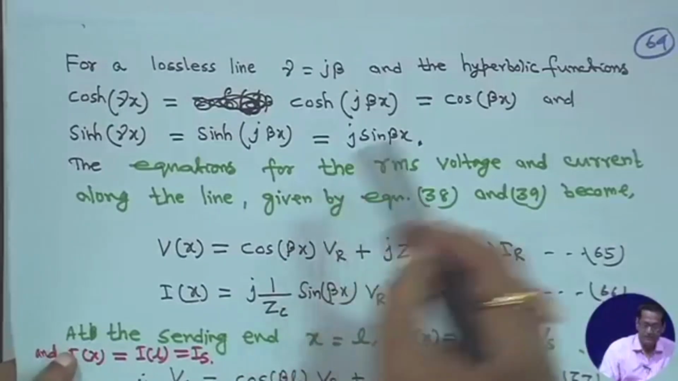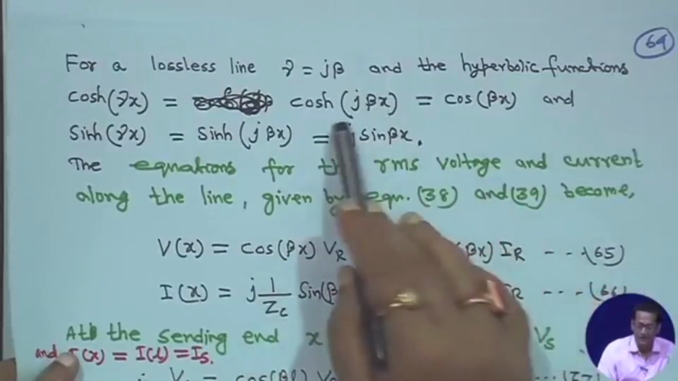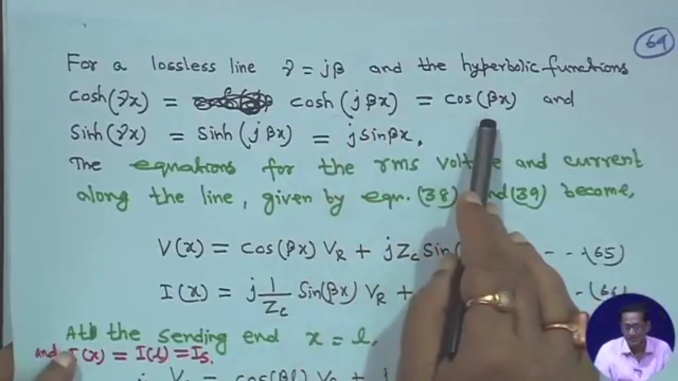If you take those expressions and put this value, definitely you will get cosh j beta x equal to cos beta x.